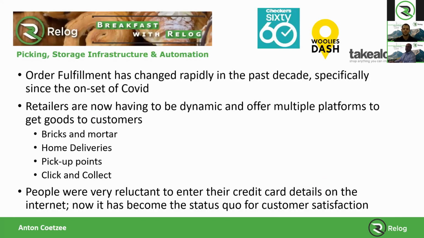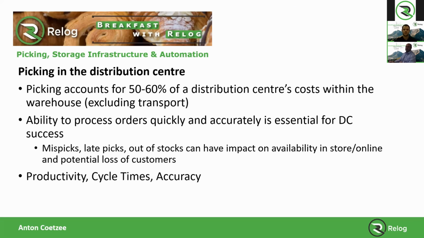So in terms of order fulfillment, in the past decade that has changed rapidly, especially with the onset of COVID. Due to the fact that we weren't able to get to stores, the stores had to be innovative and bring the stores to us. And this has given online shopping a significant boost. Think of platforms like Checkers 6060, Woolies Dash, you've got Takealot, and many others that have popped up and become very convenient to order groceries and other goods from. So retailers had to be dynamic and offer multiple platforms to service their customers' different needs. And this somewhat complicated order fulfillment and picking, and sellers had to adapt to these various channels.